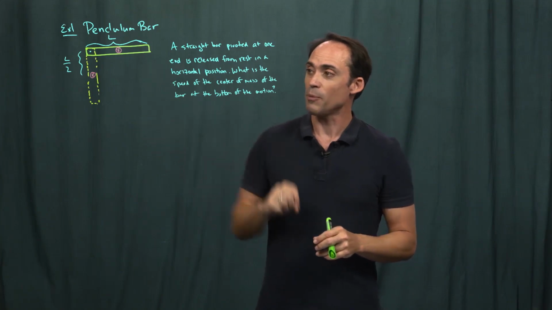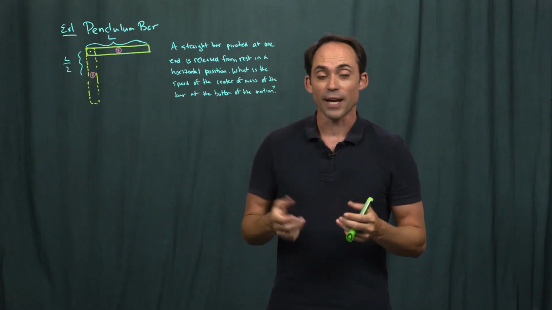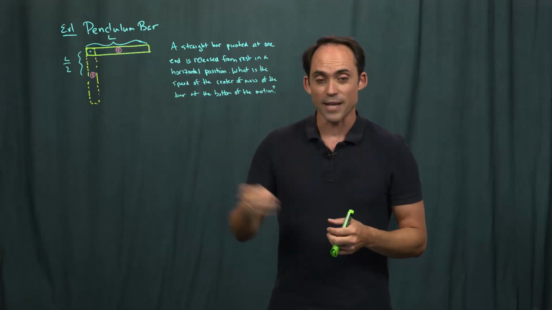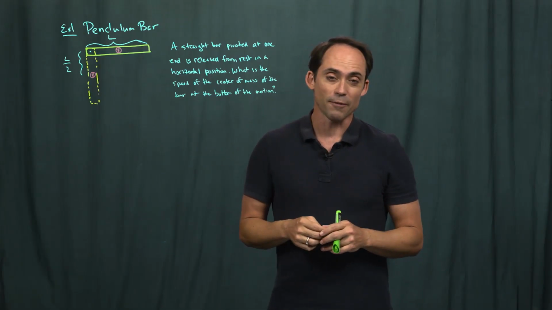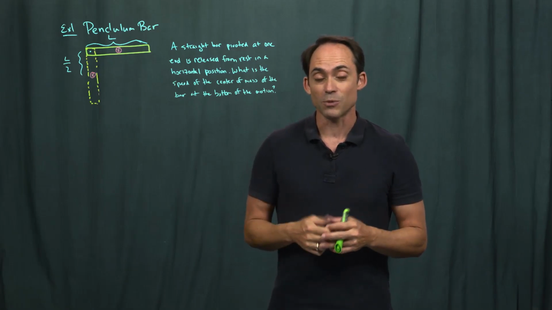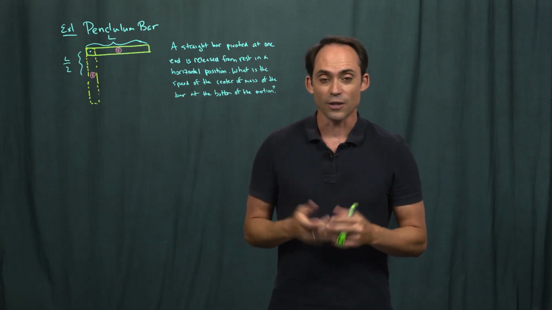So here's our setup. We have just a regular bar of length L that's going to swing down. And we want to find out what the speed of the bar is as it passes through the bottom part of its motion. Now we've seen exactly the same kind of problem with regular simple pendulums, and of course we saw that energy was a very easy way to calculate the speed at any point along this motion.